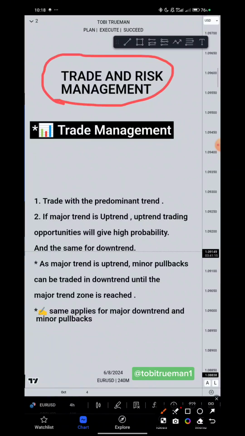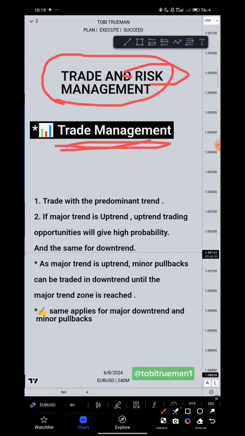Now we are coming to trade and risk management. We have known how to trade, what to do when we see our signal, all of those things. How do we manage the trade? Because that is one major thing that can make us very profitable and consistent. Now we'll be looking at the first part, trade management, in this particular video. Then the second video will be about risk management.